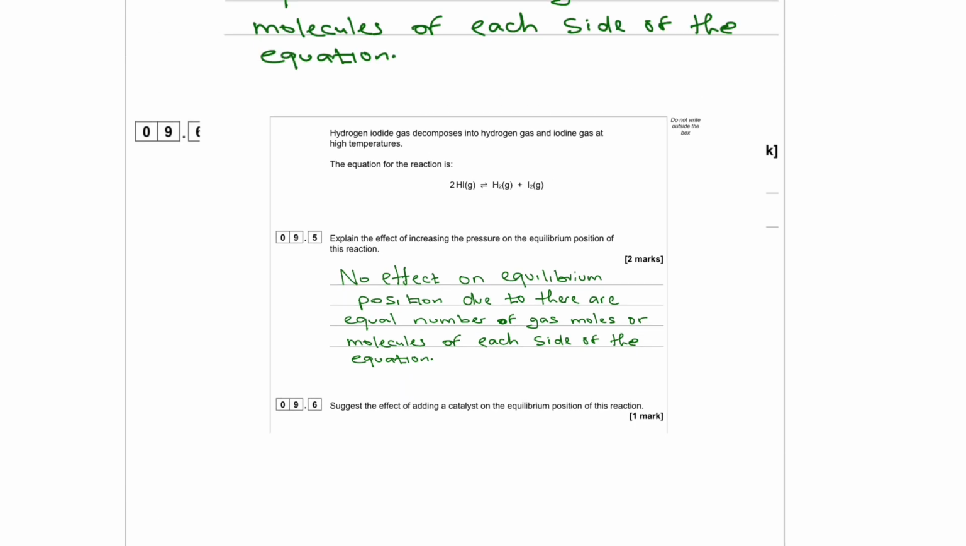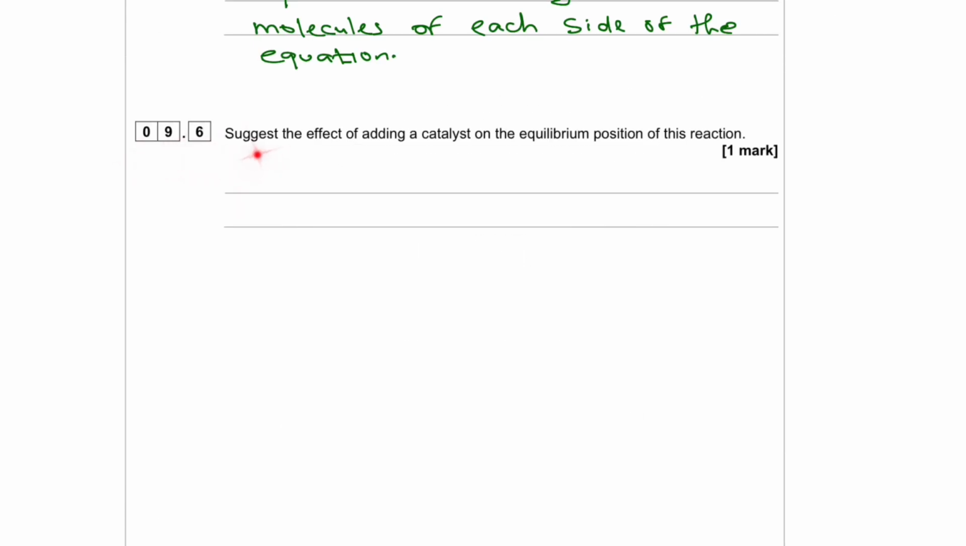Question 9.6. Suggest the effect of adding a catalyst on the equilibrium position of this reaction. Well, a catalyst would not have any effect on equilibrium. So no effect on equilibrium position because catalysts only speed up a reaction to its equilibrium.